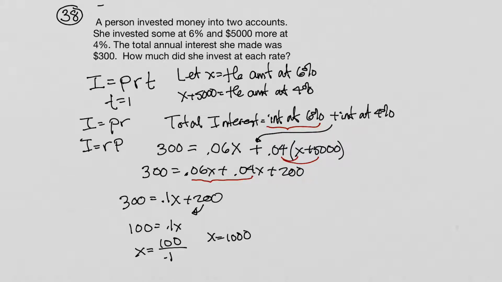Now this is a word problem, so we know what we need to do. We have to take our x, follow it all the way back up to the beginning to find out what it was. What was x? Well, that's the amount at 6%. So we're investing 1,000 at 6%. Now right below it, that's the amount at 4%. Let's write that. X plus 5,000 is equal to, now there's the x, so it's 1,000 plus 5,000. That gives us 6,000. So what we're saying now is that we are investing $1,000 at 6%, $6,000 at 4%. So let's summarize that.